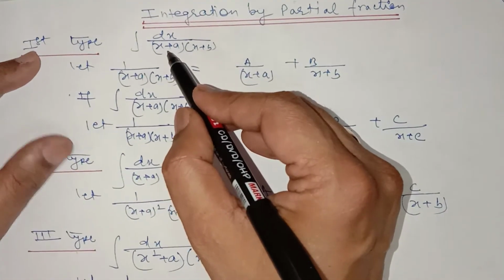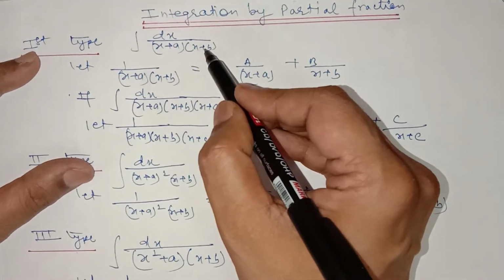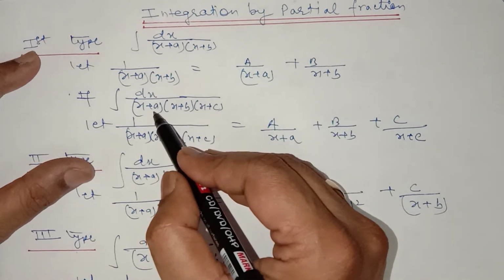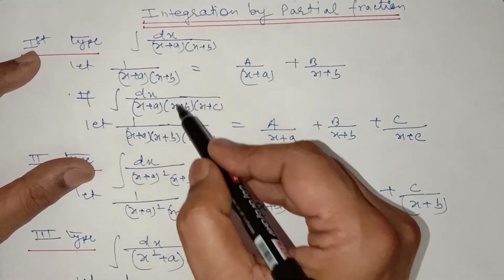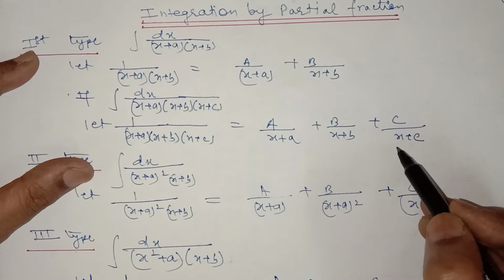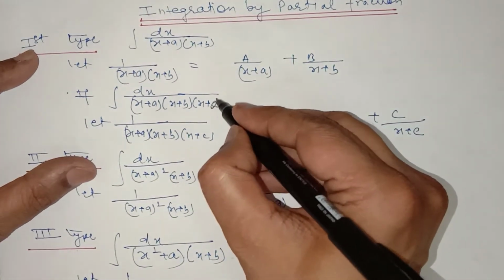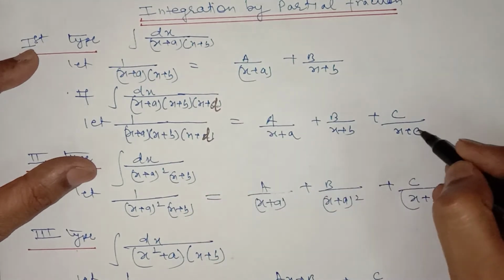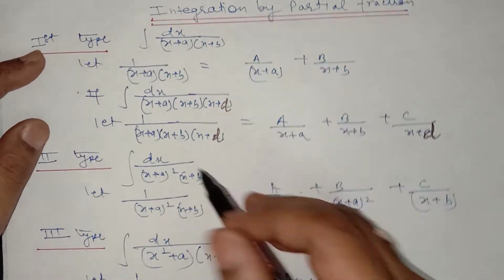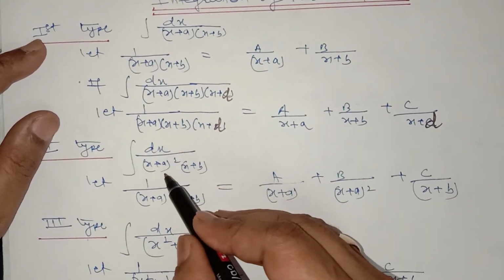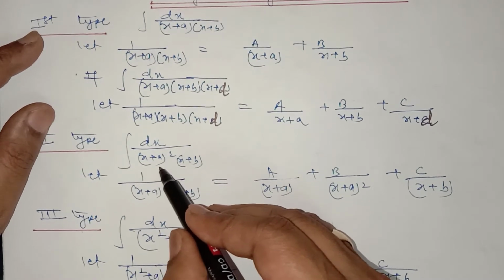In place of 2 factors, if we have 3 factors, you can let it like this: A upon x plus a, B upon x plus b, C upon x plus c. This is small c, this is capital C. We can have d like this, and you make it D here. So like this.